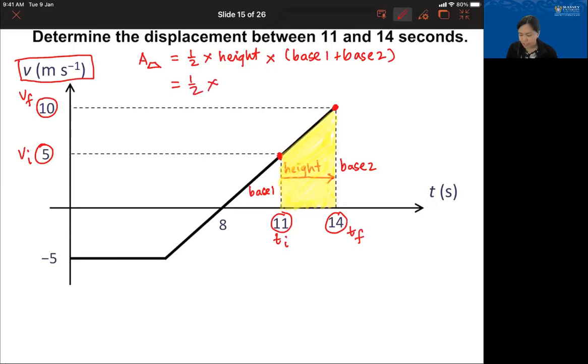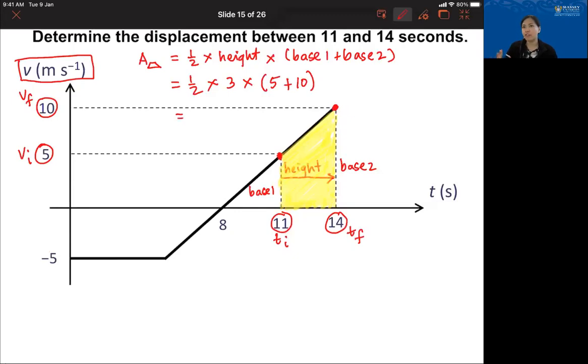So 1/2 times the height. The height is this length here, 14 minus 11, which is 3, times the sum of the bases. Base 1 is the length of this side, which is 5, plus the length of the other parallel side, which is 10. You can plug that into your calculator. The answer is 22.5 meters.